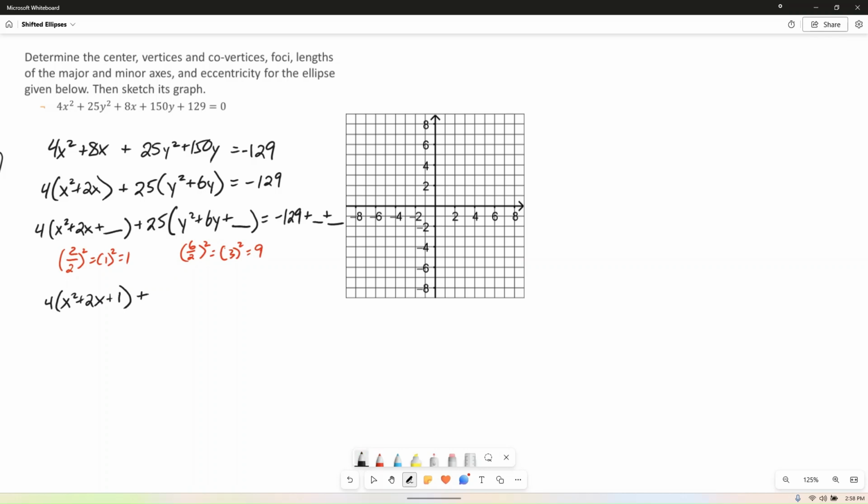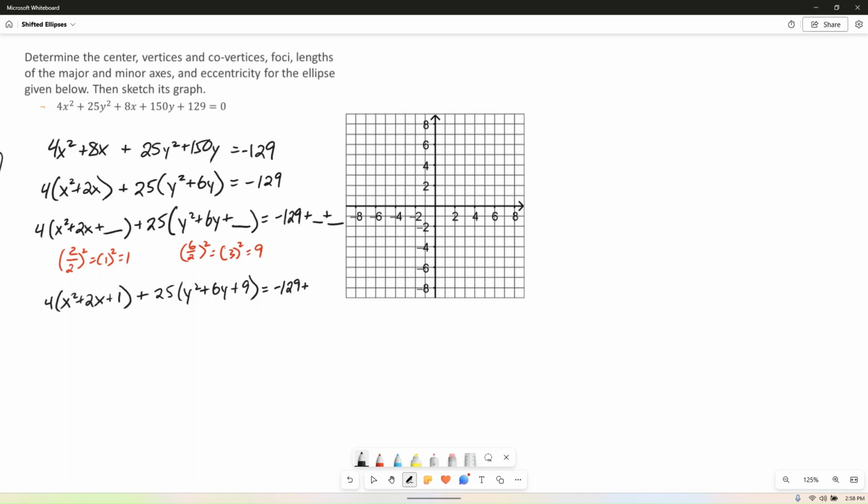So my y's are going to look like y squared plus 6y plus 9. So on the left side of the equation, I have 4 times the quantity x squared plus 2x plus 1 plus 25 times the quantity y squared plus 6y plus 9. And then all of that is going to equal negative 129 plus whatever I added on the left side.